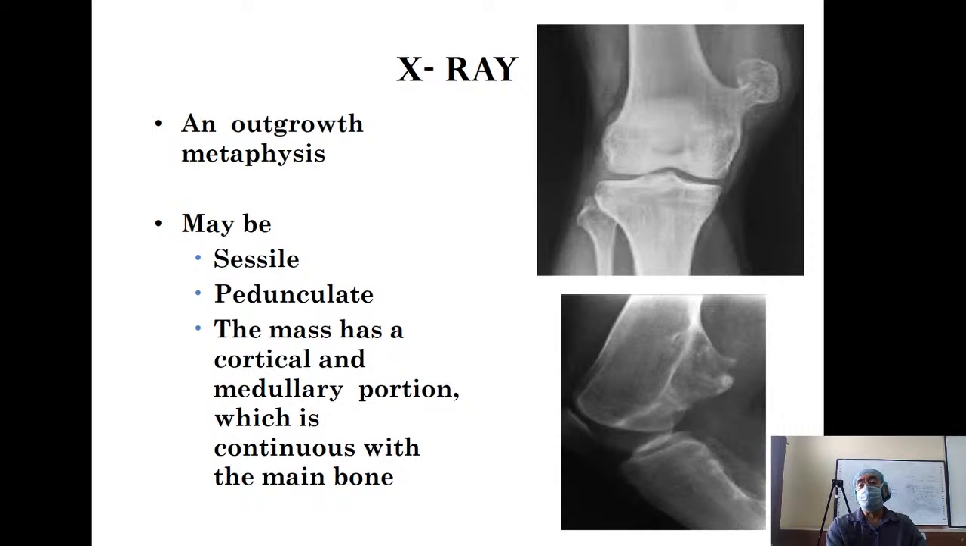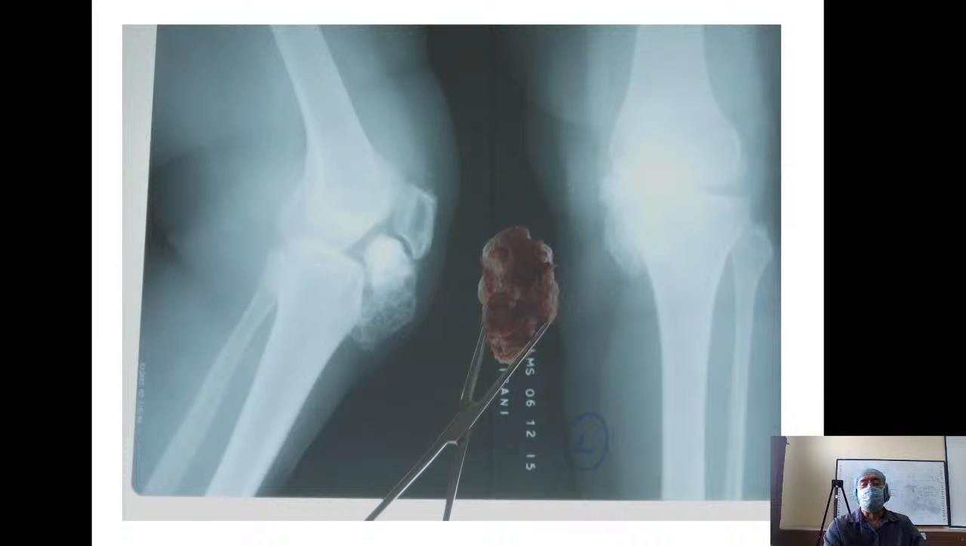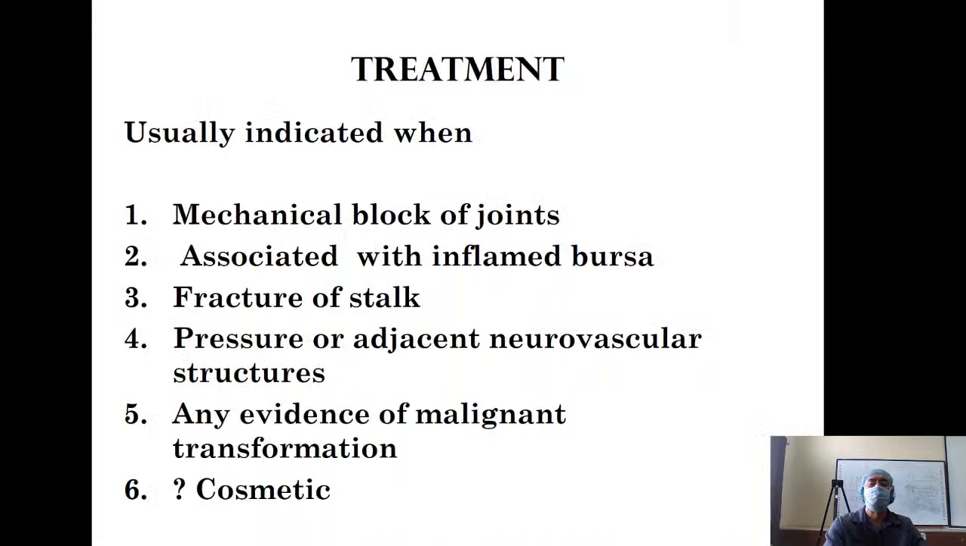And the tumor has both a cortex and a medulla, and this medullary cavity is in continuation with the main medullary cavity of the bone that we have already emphasized. Coming to some clinical examples, this is an X-ray of the knee joint wherein the swelling was here in the joint, and this is a post-operative swelling. During surgery we took it out, and this is the clinical specimen.